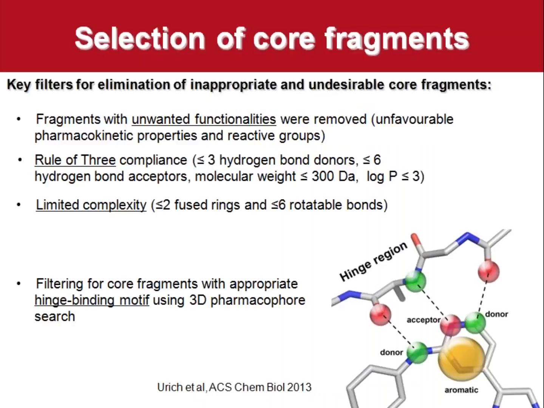So we did the pharmacophore. I think that's also quite established, right? So we wanted to interact with the hinge region, so we needed a certain donor-acceptor-donor motif, and we also need an aromatic ring in the right distance. And we looked also only for core fragments that were in the fragment size range, so that we could further elaborate into larger compounds.